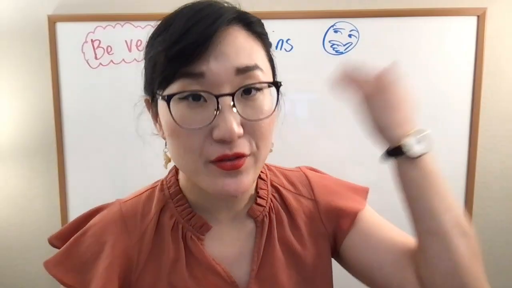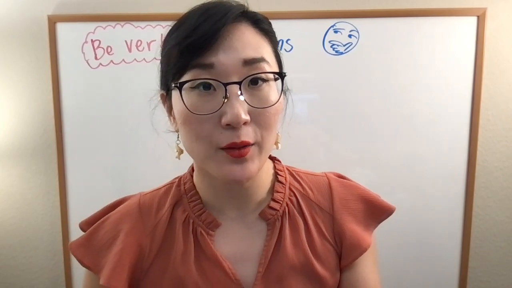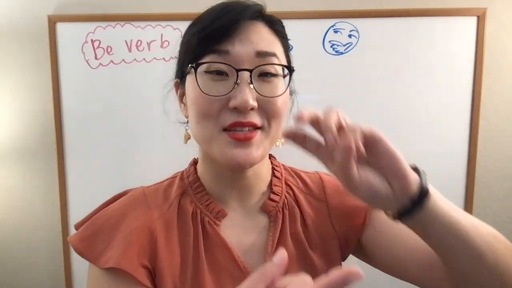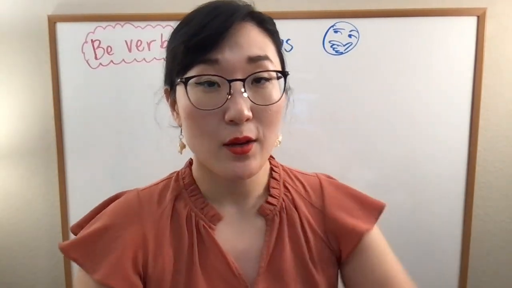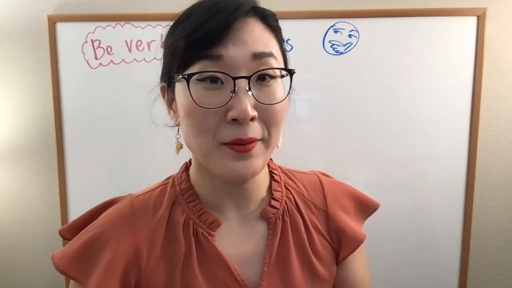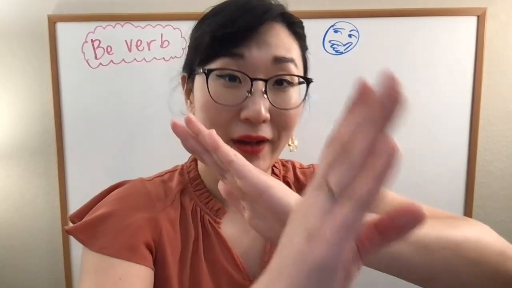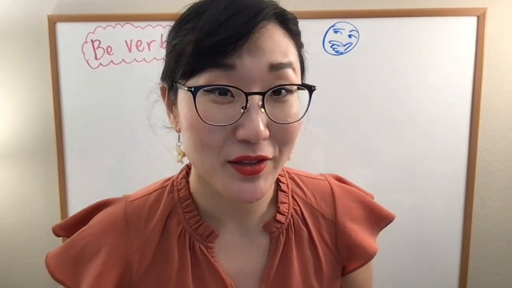So, in our first video, we talked about how to use the be verb, am, is, and are, and how to use it with the negatives. For example, I am a teacher. I am not a doctor. I am bad at math and science. So I am an English teacher.